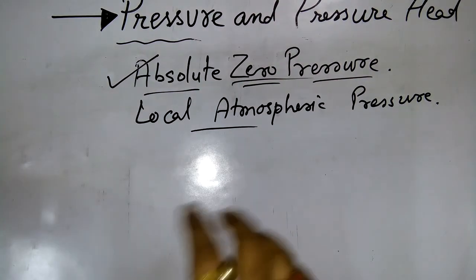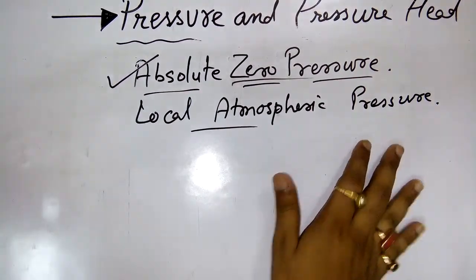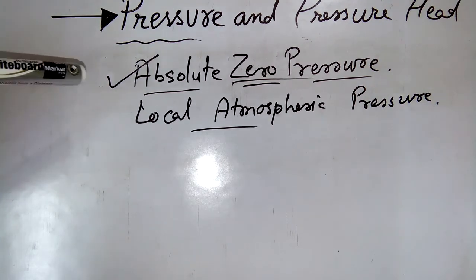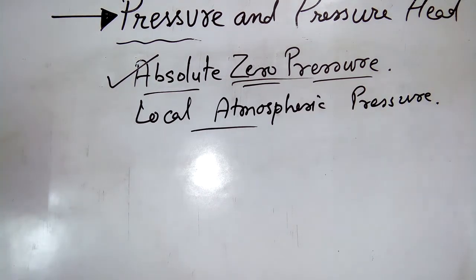Next thing is local atmospheric pressure. What is local atmospheric pressure? It is a very interesting thing. Suppose the room in which you are staying, what is the pressure in that room? It is by default local atmospheric pressure. See, we are entirely covered by atmosphere, different layers of atmosphere. Now those atmospheric layers have got some mass and due to that it exerts some pressure.